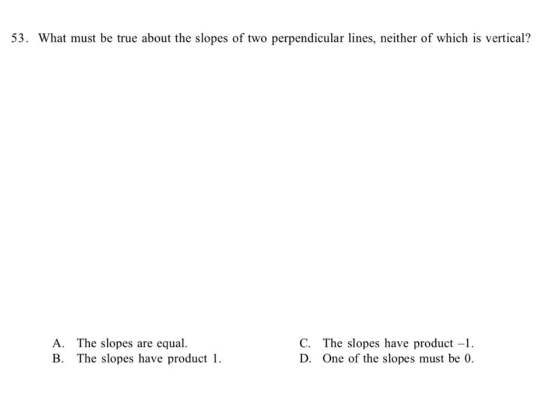Okay, what must be true about the slopes of two perpendicular lines, neither of which is vertical? And I'll talk about why they brought up "neither of which is vertical" in a second. I've talked about this before. Let's look at two slopes that are perpendicular to each other.